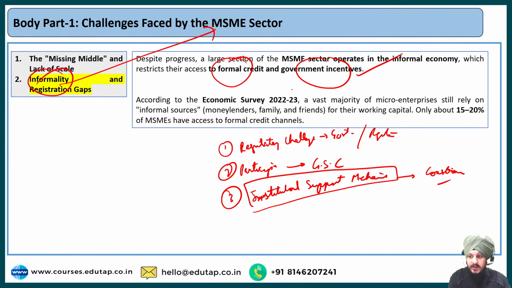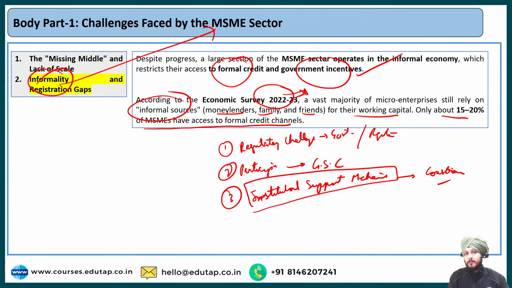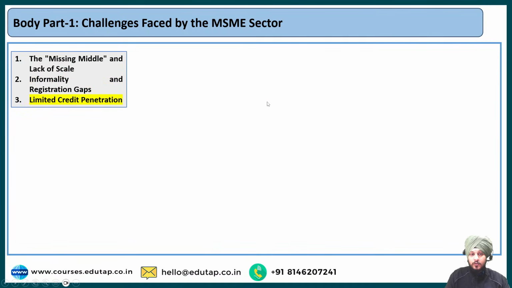And this is some old data that I have chosen for you, because this was not mentioned in the recent economic survey, but it was written in the older economic survey. According to the economic survey 2022-23, a vast majority of micro enterprises still rely on informal sources of finance, which can include money lenders, family and friends for working capital, and only about 15 to 20% of MSMEs have access to formal credit channels. I hope this is clear, right? Pretty much straightforward information. Now moving on to the third point.